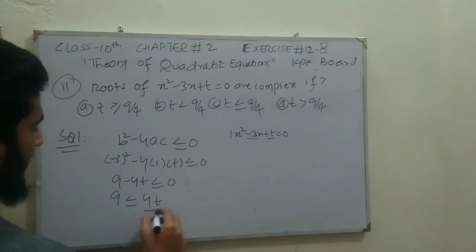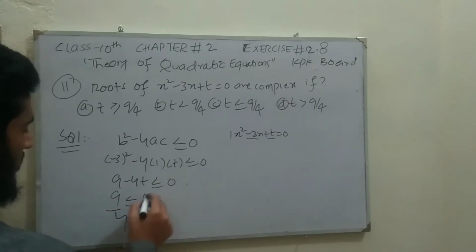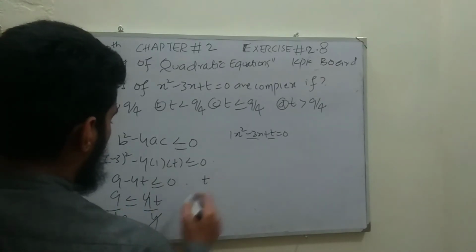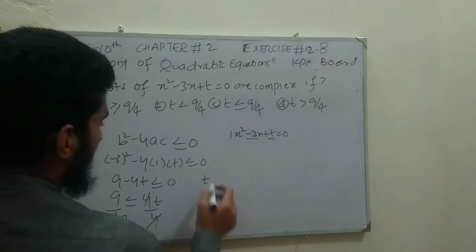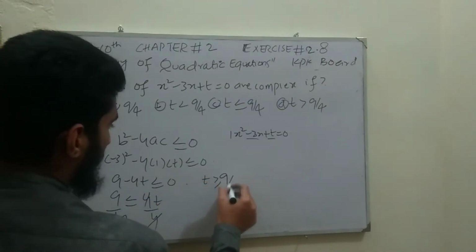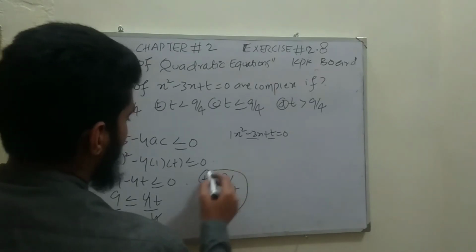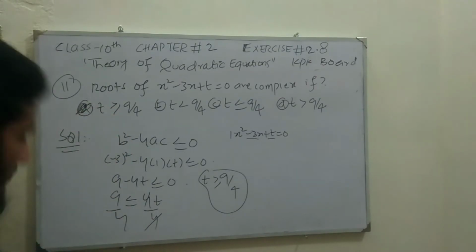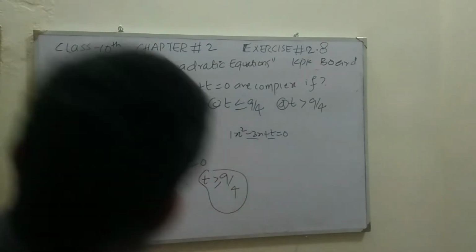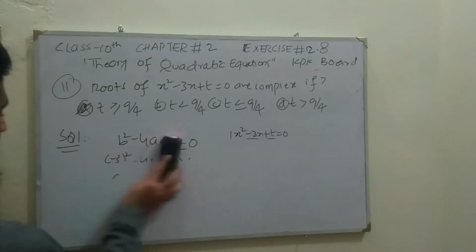Divide both sides of the inequality by 4, so the sign is in the direction of t, which means that t is greater than or equal to 9 over 4. So under this condition, the roots of the given quadratic equation will be complex. So the correct option is option A. Move to MCQ number 12.